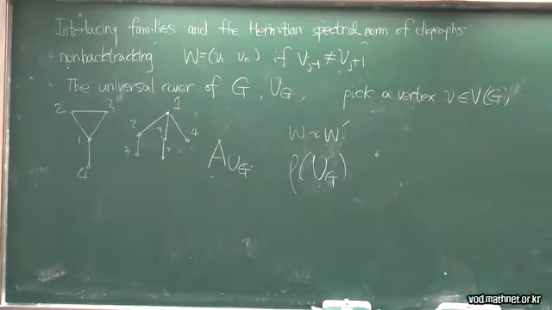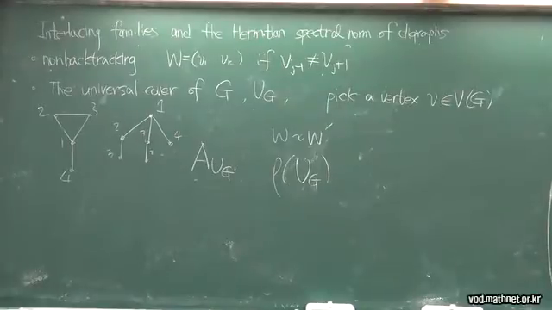So for any connected graph G, if alpha is a root of the matching polynomial, then the absolute value of alpha is at most the spectral radius of the universal cover. What does this mean? It is an infinite matrix.